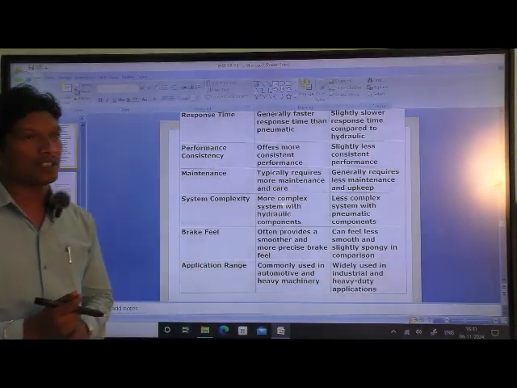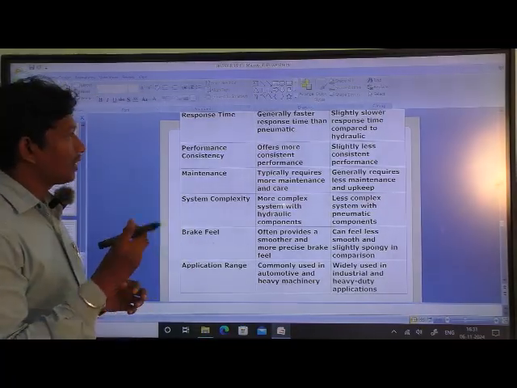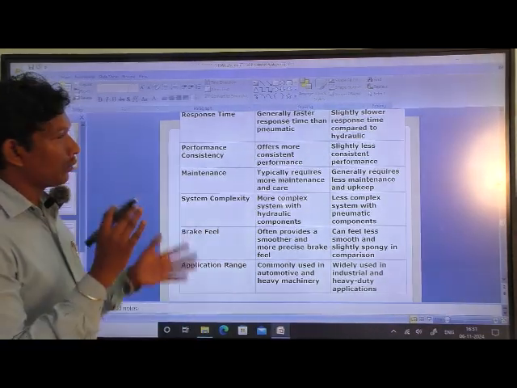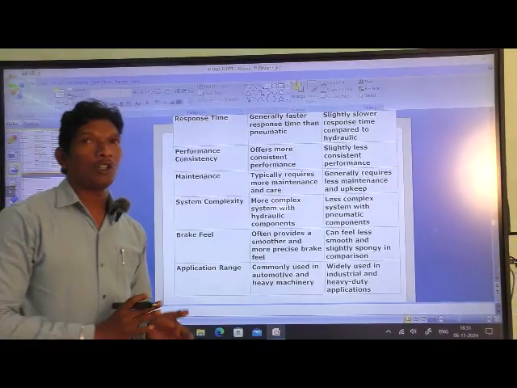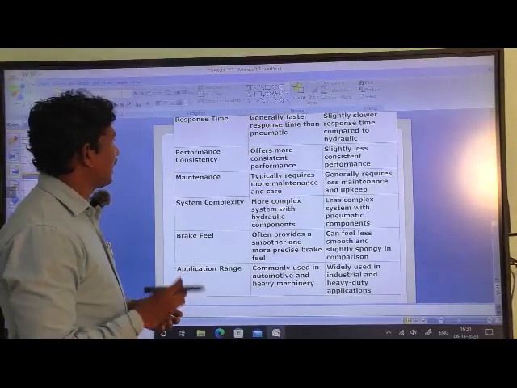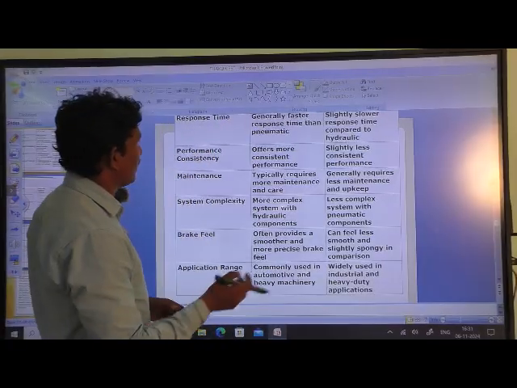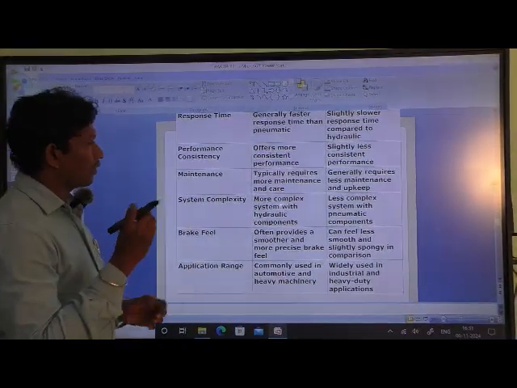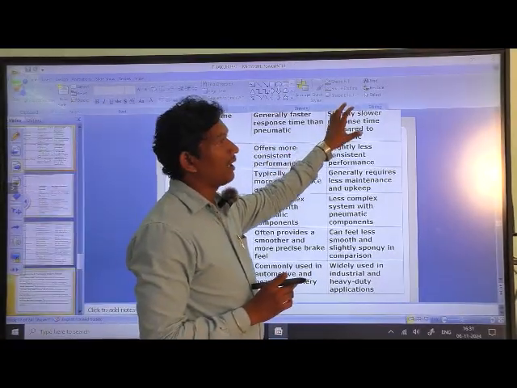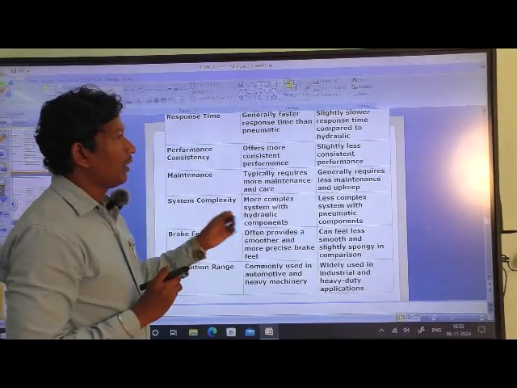Response time: hydraulic generally has a faster response time than the pneumatic. In the hydraulic braking system, every point, or we may say the hose pipe, is filled with hydraulic fluid. So whenever we apply force, it suddenly forces the fluid, and equal pressure is transferred. But in the compressed air case, there is some delay.